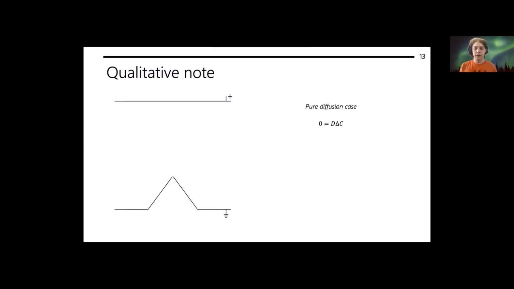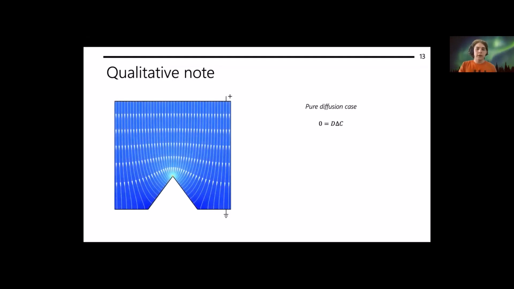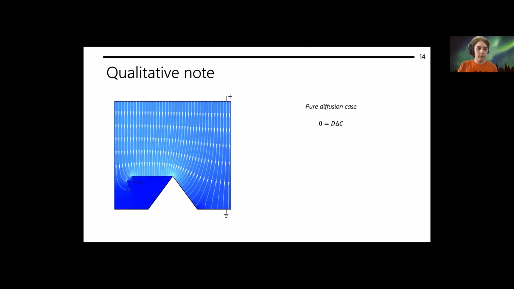And the ratio between the migration and diffusion will determine the characteristics of our dendrite. But why do we have a dendrite structure and not a single block of silver in our case? If you consider just the pure diffusion case, we can see that it is described with a Laplace equation. So the gradient of concentration is larger near sharp edges, so they will grow faster.